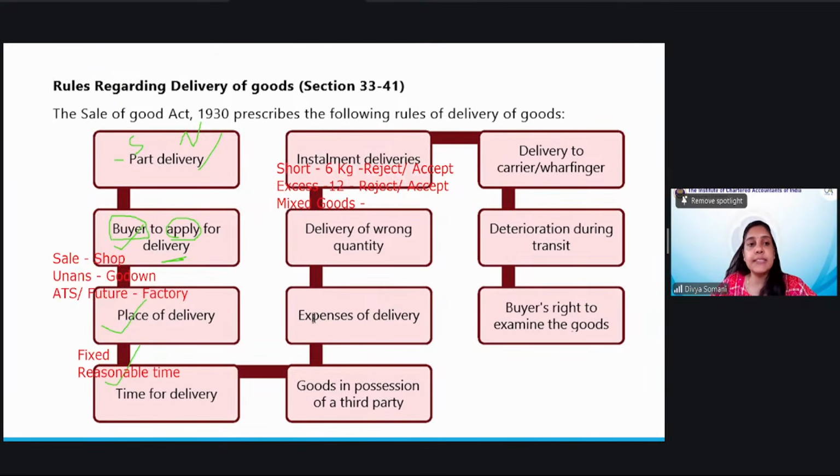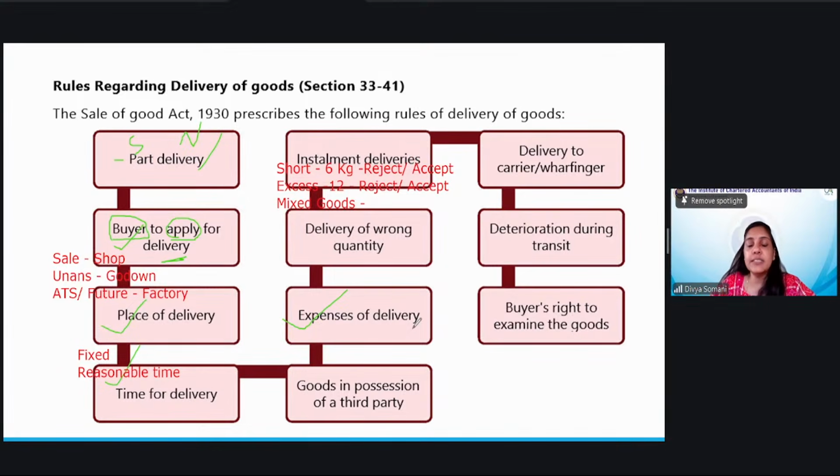What about expenses of delivery? We are now on this topic. Expenses of delivery means the carriage charges, delivery charges. Normally it depends on the agreement, whether the seller will bear it or the buyer will bear it. Normally, the expenses of delivery, if they are incidental expenses, that means to bring the goods into a deliverable state, in that case the seller is supposed to bear the expenses.